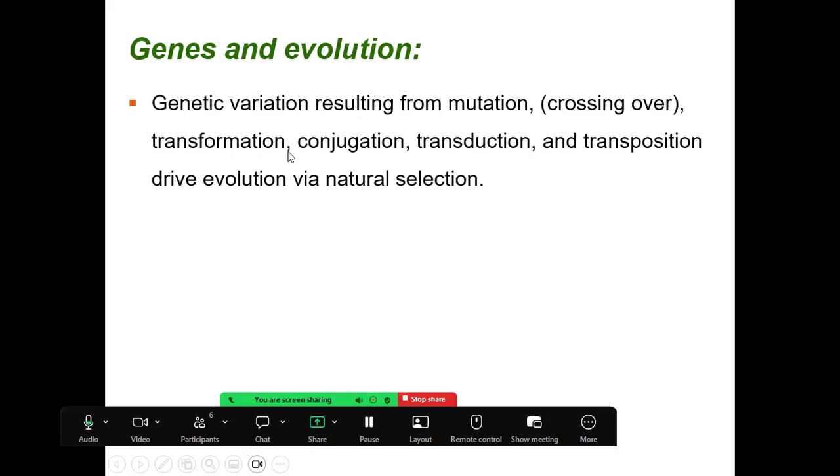All of this can drive evolution. Genetic variation will move in the direction that natural selection takes it, meaning evolution moves via natural selection. Any question about any of that?